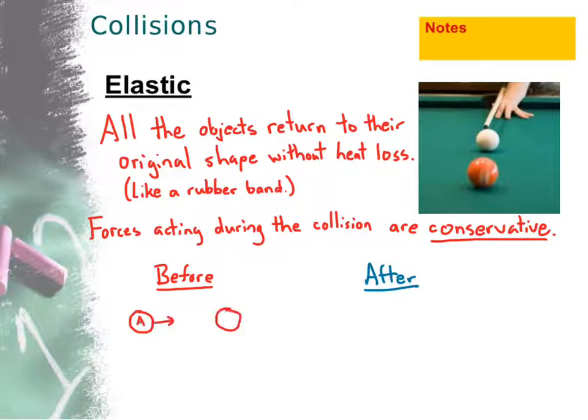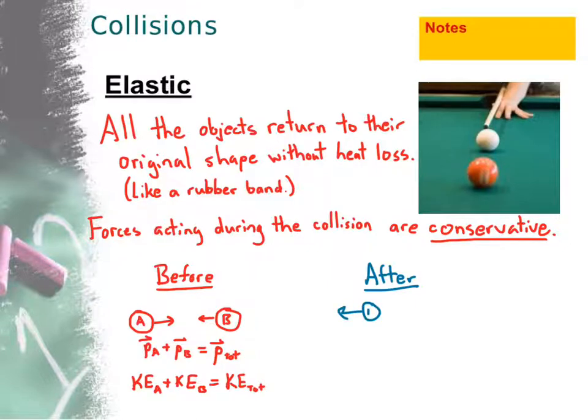So before and after, let's have two particles or two bodies, A and B, collide. And let's think of what happens before and what happens after. Let's have these come at each other, and we can add up their momentum: PA plus PB equals total momentum, P total. We can also say that the total kinetic energy before is equal to the kinetic energy of object A and the kinetic energy of object B.